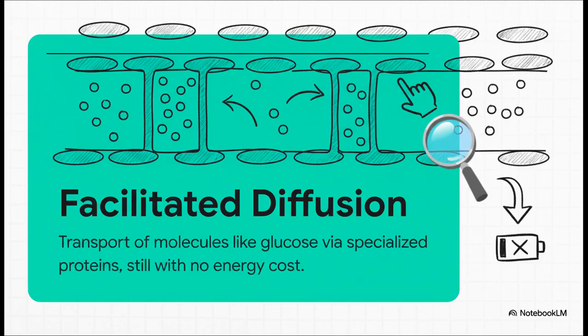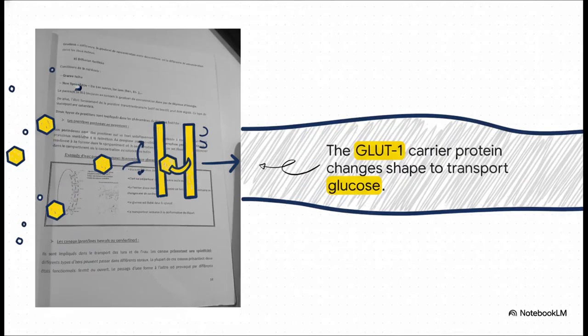The word facilitated just means helped. The cell has these specialized proteins embedded in its membrane that act like bouncers or special doorways. They create a specific path for molecules like glucose to get across. And here's the kicker: it still doesn't cost the cell any energy because it's still just moving from high concentration to low. A really great example of this is the GLUT1 transporter protein.